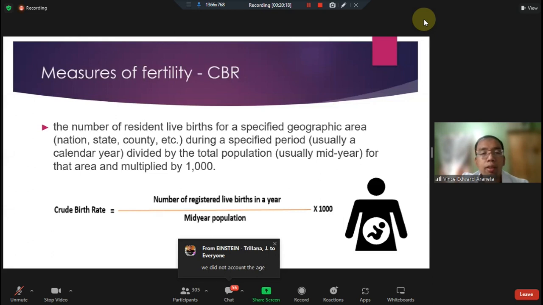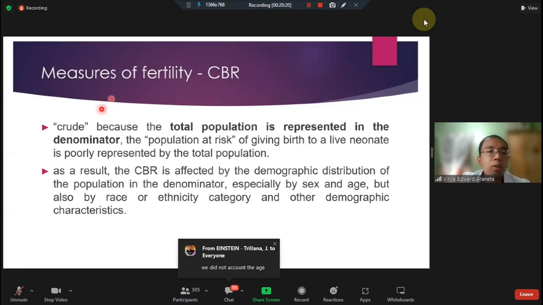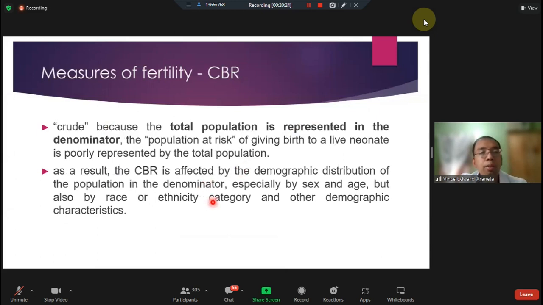Yes, it does not account for age. So again, it is crude because the total population is represented in the denominator as the population at risk of giving birth to a live neonate. This is actually poorly represented by that denominator. So it could be affected by the demographic distribution of the population in the denominator, especially by sex and age, and also by race or ethnicity category and other demographic characteristics.